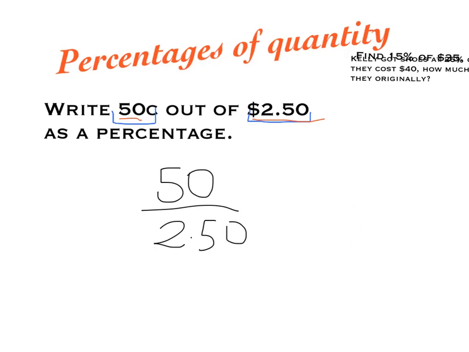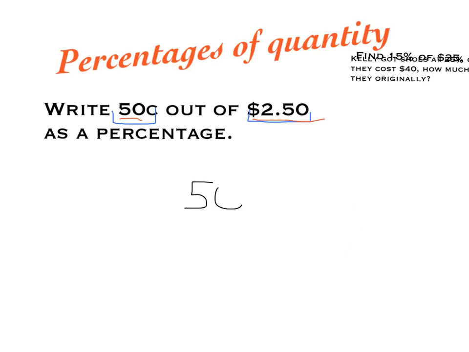Why don't I instead write it like this? Why don't I convert $2.50 into cents? So 50 cents, and now $2.50 in cents will be 250 cents. Okay, cool. I need to write that as a percentage.